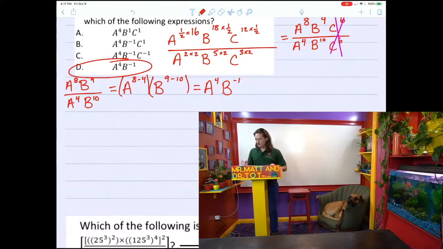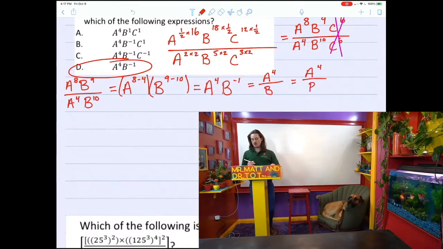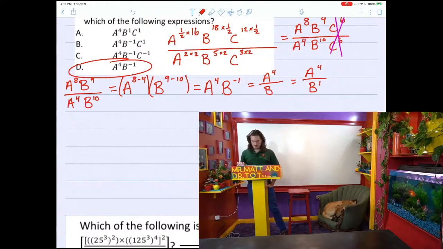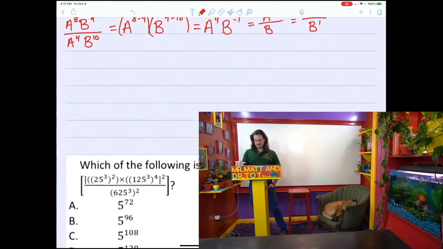I want you to recognize, though, that this is exactly equivalent. This could be represented as a to the 4th divided by b, which is the same thing as a to the 4th divided by b to the 1st. All of those are equivalent expressions. So you have to be able to recognize that because they can represent them any way that they want, they being the test makers. Okay, if you have any questions, please let me know. Otherwise, let's take a look at this guy.